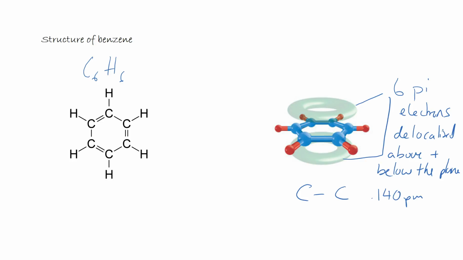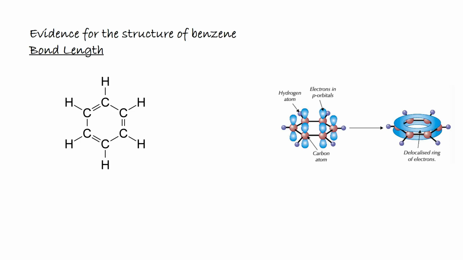These delocalized electrons result in stability, stabilizing the benzene ring. We're just going to look at 3 key pieces of evidence that prove that delocalized electrons is the correct structure for benzene over the Kekulé structure, where the double bonds are localized between the carbon-carbons. So the first piece of evidence then for the structure of benzene is the bond length.